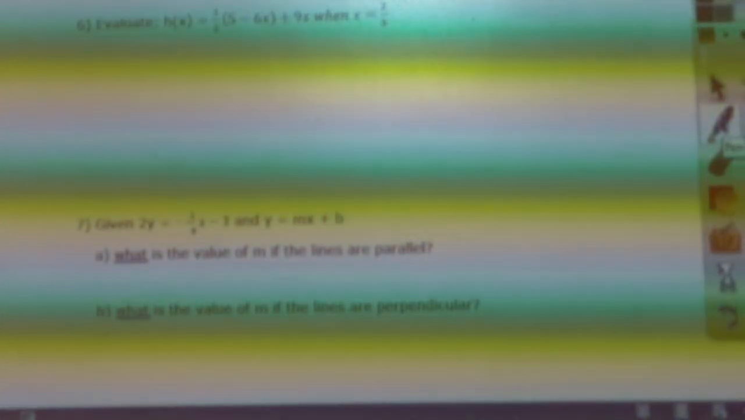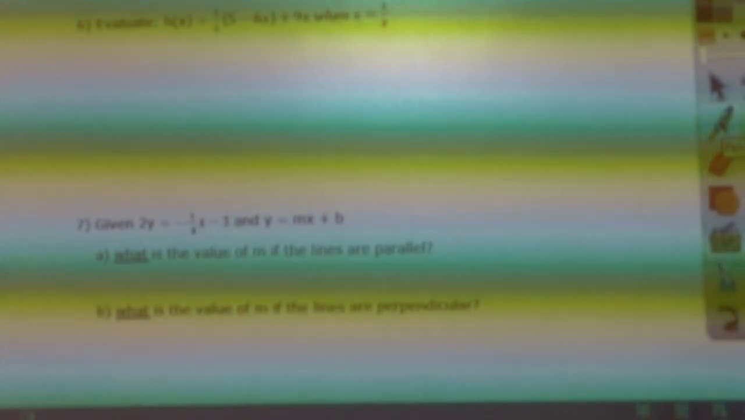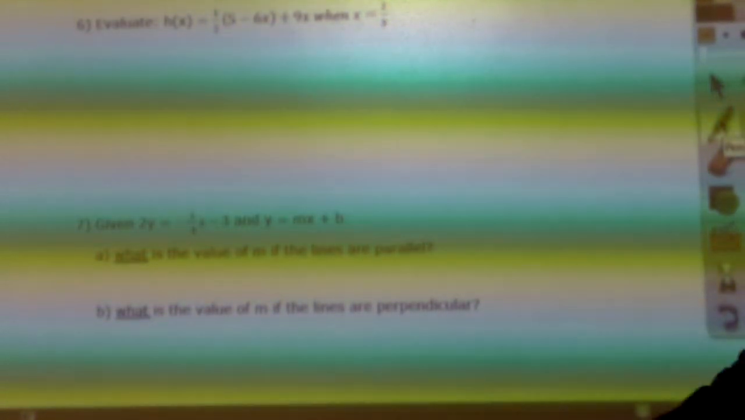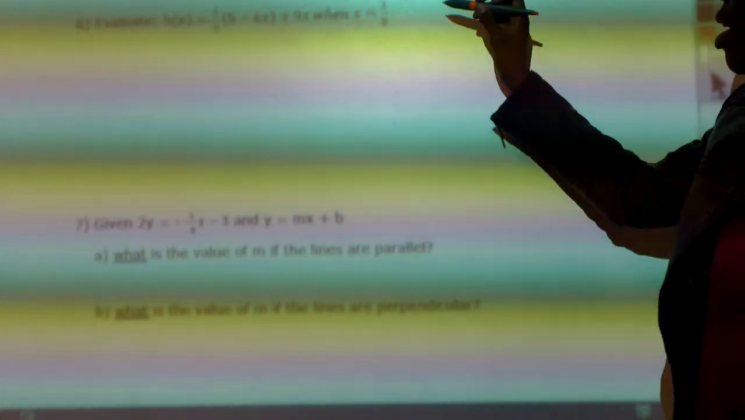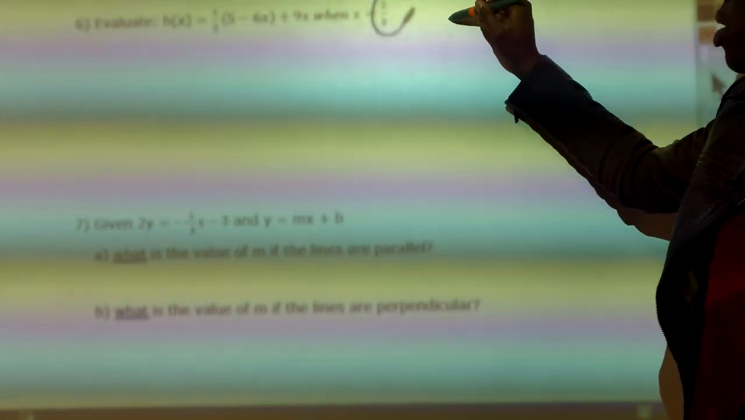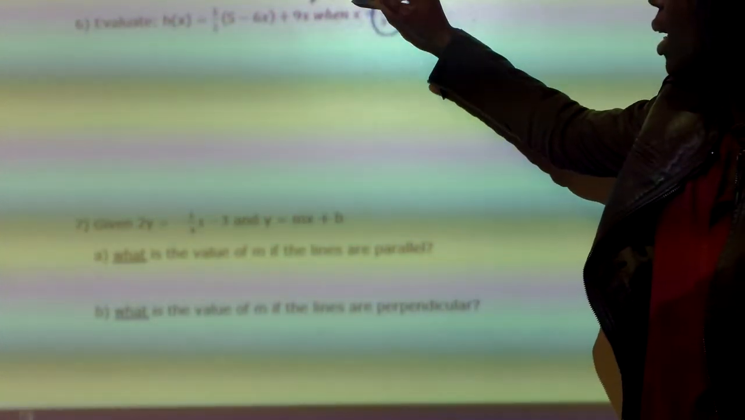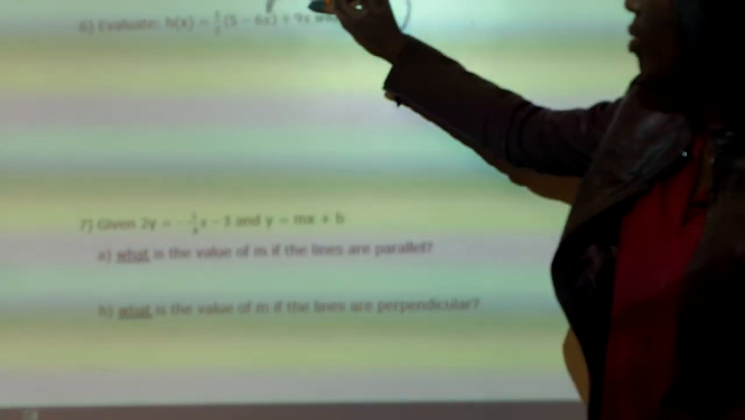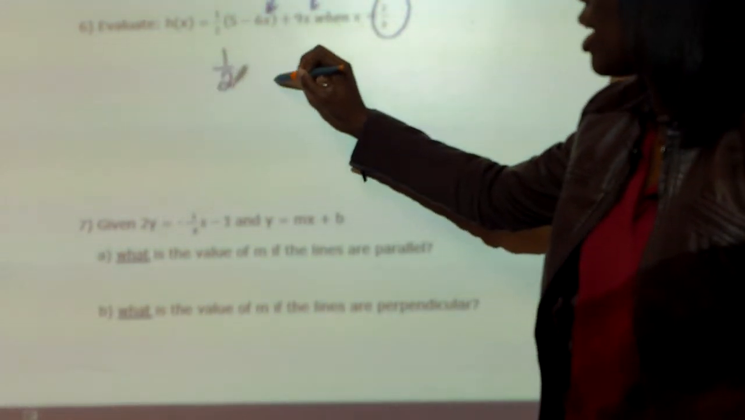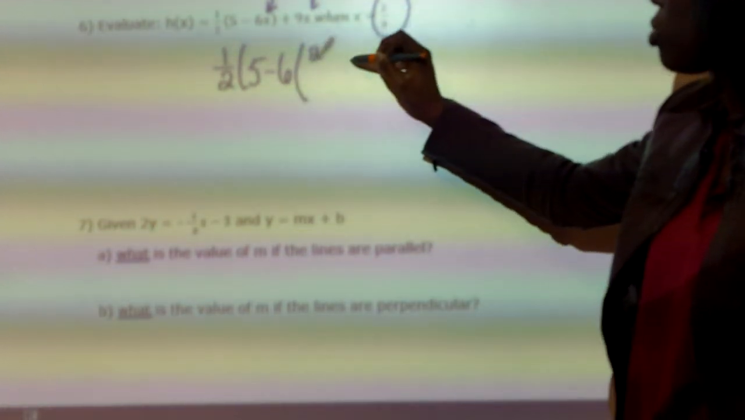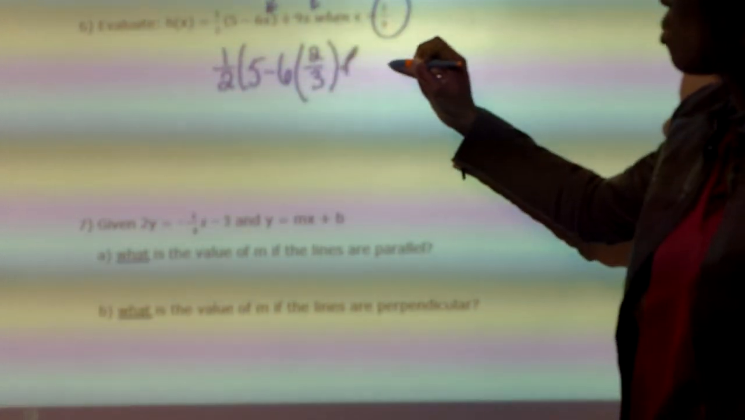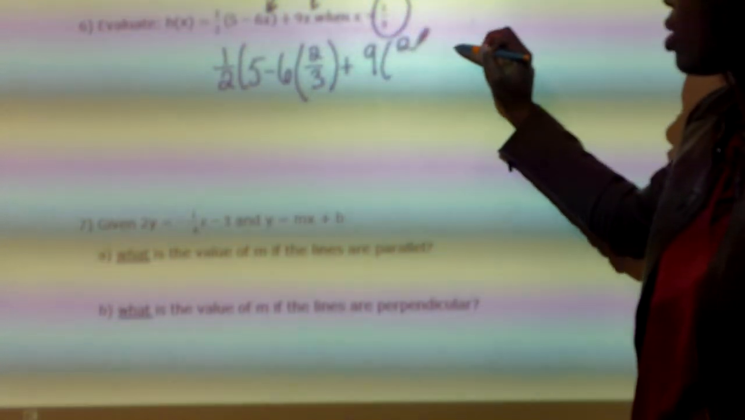Here it says evaluate h of x, which tells us this function notation, same thing as y, equals 1/2 times 5 minus 6x plus 9x. All you're doing is taking this x and doing what with it? Plugging it into each one of the values of x. And so we end up with 1/2 times 5 minus 6 times 2/3 plus 9 times 2/3.